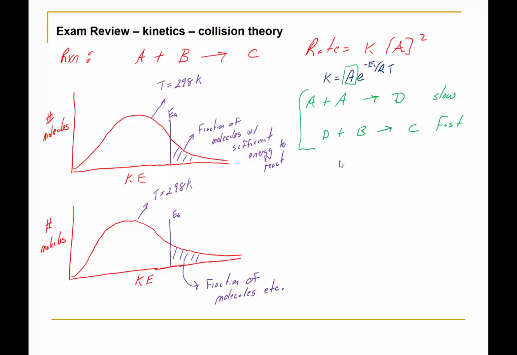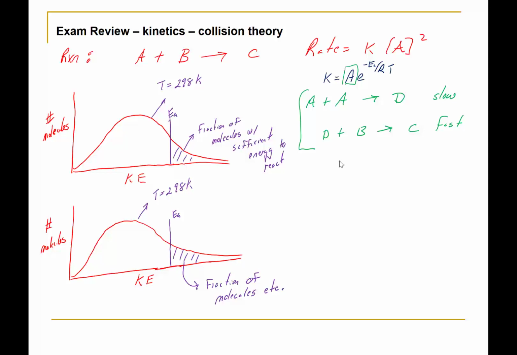Let us say we do an experiment where we determine the rate law, and we find that the rate law is equal to k, the rate constant, times the concentration of A to the power of 2. We'd say the reaction is second order with respect to A and zero order with respect to B. This tells us something about how the reaction must proceed.